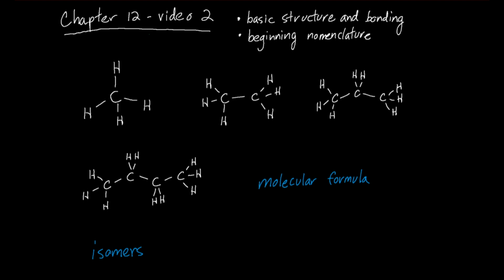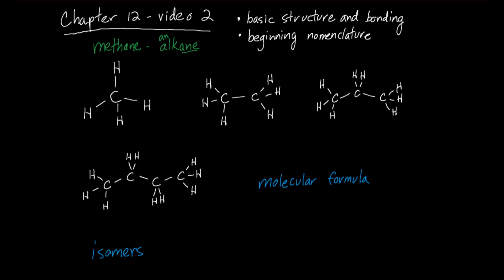This is Chapter 12, Video 2 on basic structure and bonding and on beginning nomenclature. What we see here are called simple hydrocarbons, compounds made up of carbon and hydrogen only. The simplest hydrocarbon is methane. It's also called a member of a class of compounds called alkanes. It's an alkane. And notice the ane suffix for alkanes.